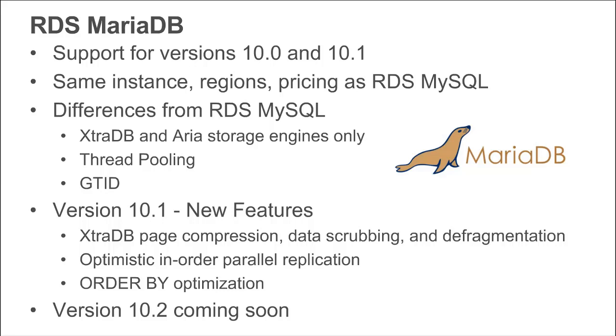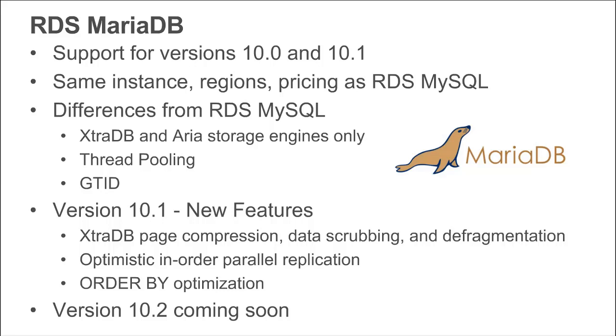A few differences when you compare MySQL with MariaDB is XtraDB storage that replaces InnoDB, and the Aria storage engine is also available for you. Thread pooling is offered as part of the community edition, so you get to benefit from that. And GTID, or global transaction IDs, allow you to track transactions across multiple database instances that are replicated so that you can compare your transactions easily.